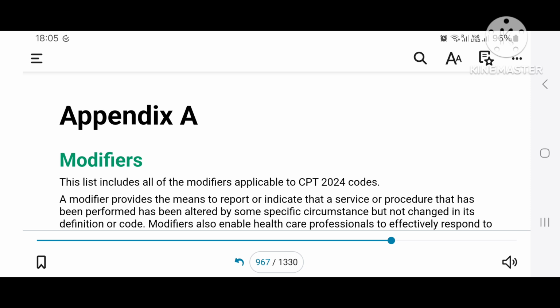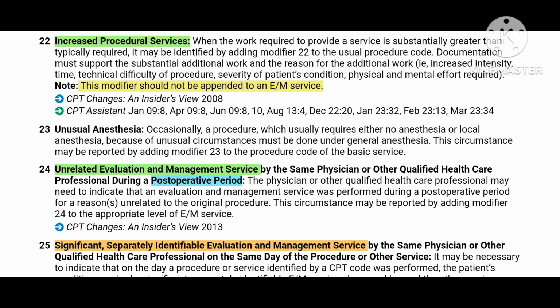The first modifier is 22. It is used for increased procedural service. That means doctor is taking some extra time, or there is some difficulty in the procedure, or the patient's condition is having some problem. So there is some increased effort that has to be put by the doctor. In such a case, you will be using this modifier 22. So whenever an unusual procedure is done for an increased time, you can use modifier 22.